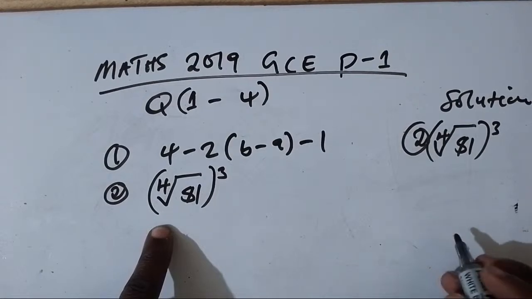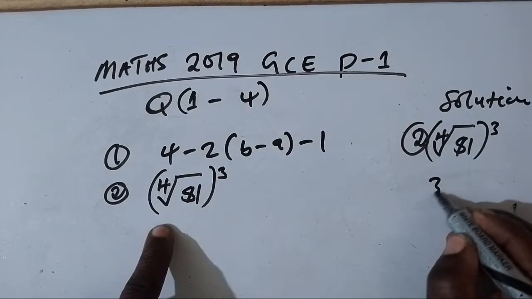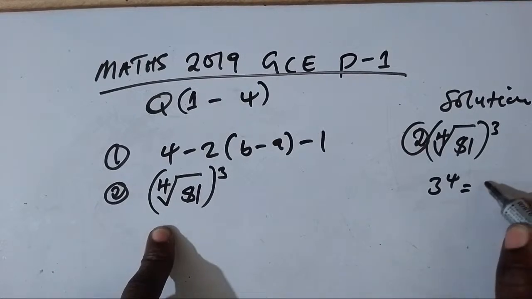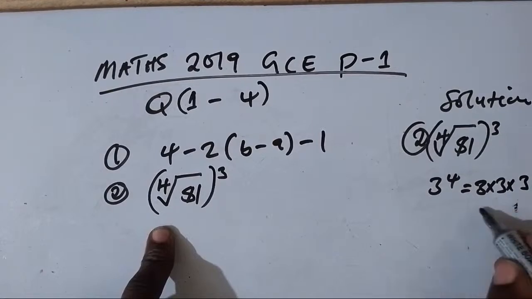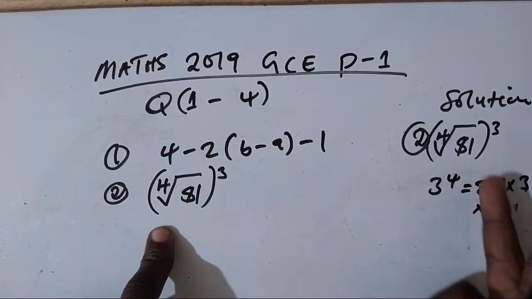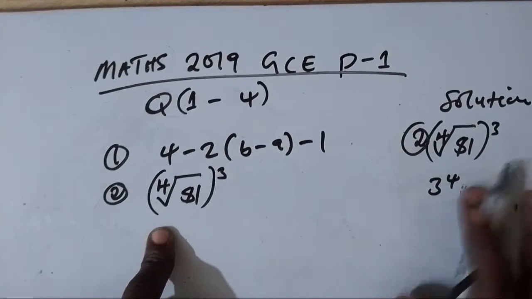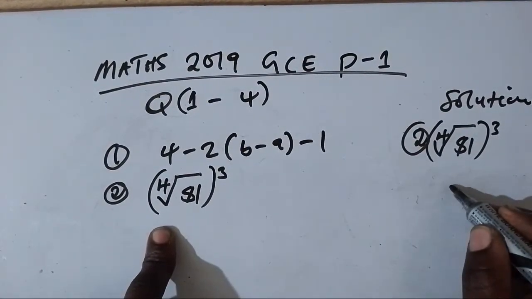81, and the fourth root of 81 is 3, which is 3 power 4, which will be equal to 3 times 3 times 3 times 3. 3 times 3 is 9, times 3 is 27, times 3 is 81. So that means the fourth root of 81 is 3. So the fourth root of 81 is 3.